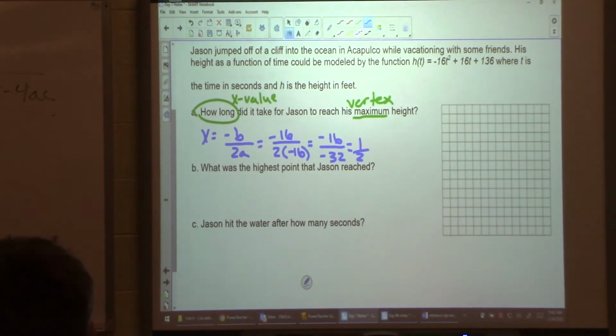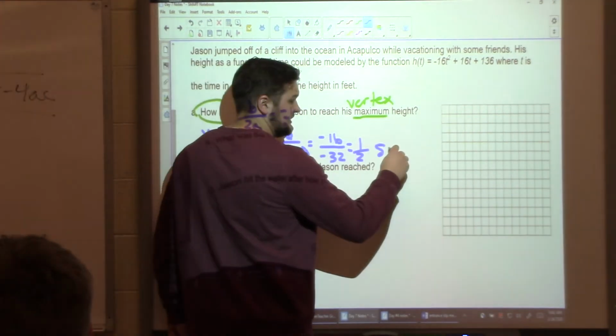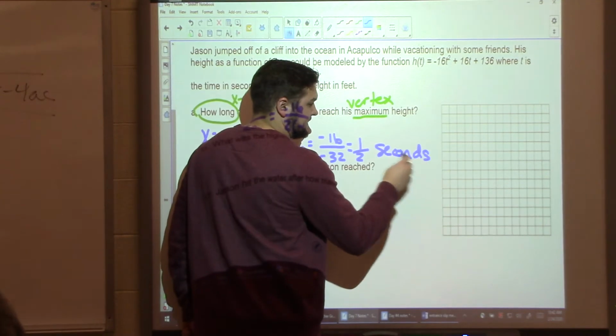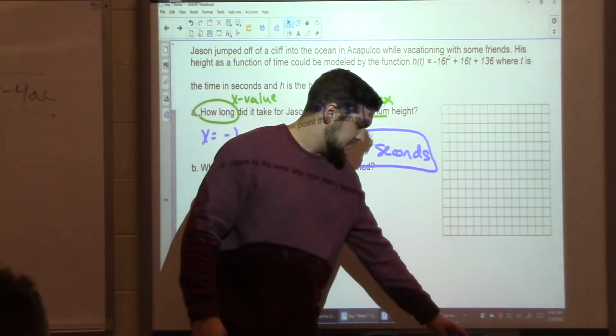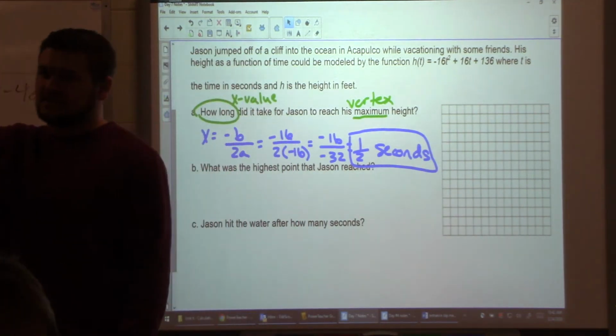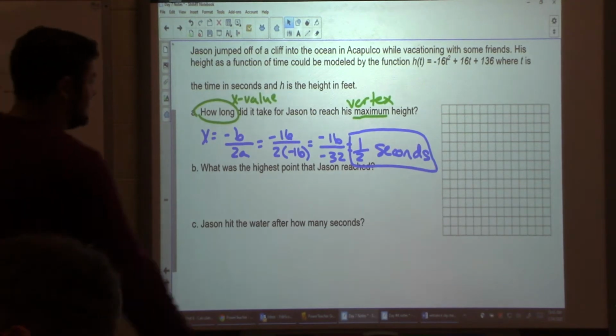That's the x, which is time, which means it's in seconds. So 1/2 seconds. Okay? Now stop and think about that for a second. If you jump off a cliff, does it make sense that in 1/2 seconds you're on your way down? Yeah. If you had like 15 seconds, if you jump off a cliff, do you wait 15 seconds to start coming back down? No, that wouldn't make any sense, right? So you need to think about your answers as well, and we'll see that in the last one too. Okay? Think about your answers, make sure they make sense.